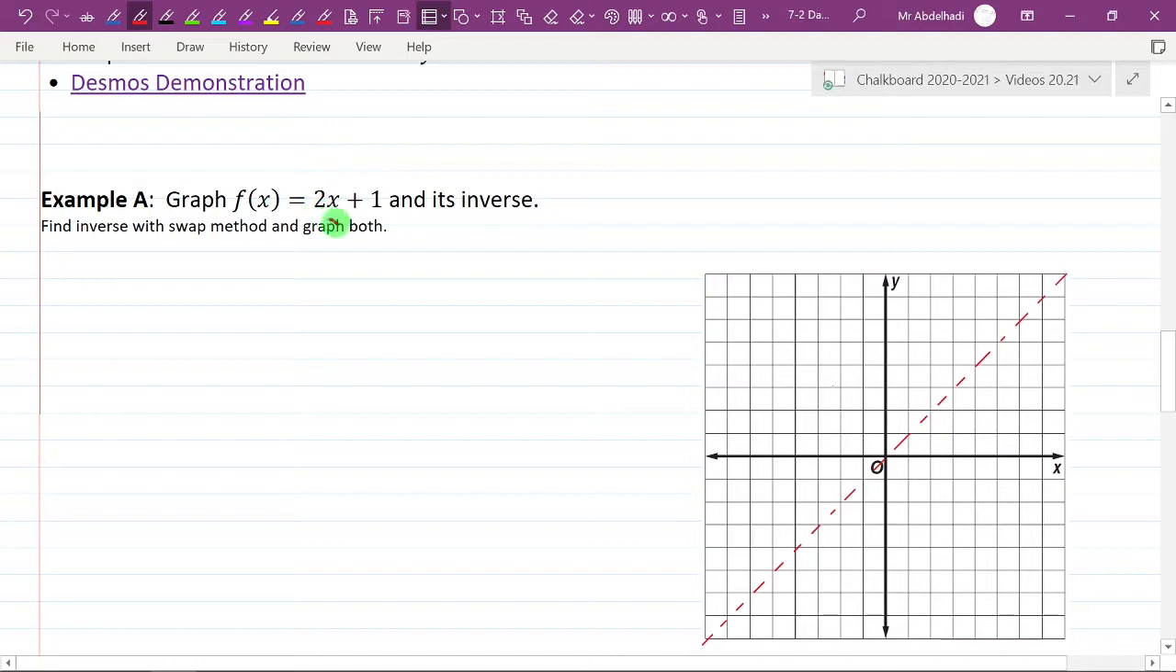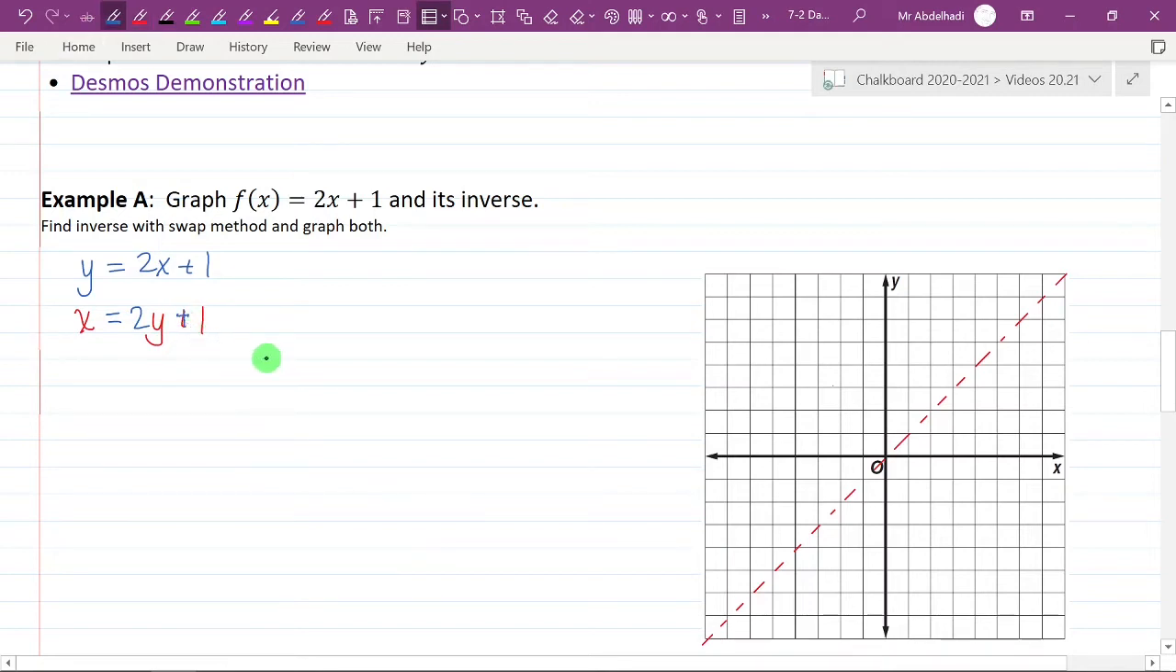So we'll start off by finding the inverse. We have f of x is 2x plus 1, and we want to find its inverse. I'm going to use the swap method instead of the verbal method, just because we want to practice that a little bit more, and the verbal method is pretty easy. Everybody usually has a good handle on that. So the swap method is: write this as y equals, and then solve, and then swap the x and y. So this becomes an x, and this becomes a y.